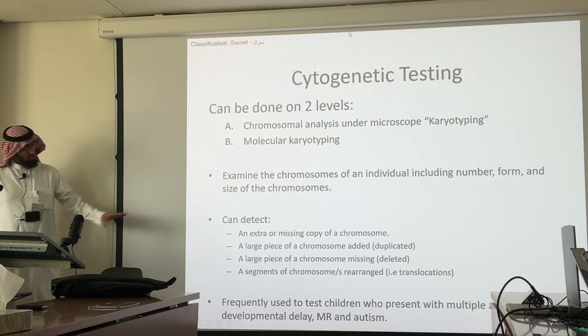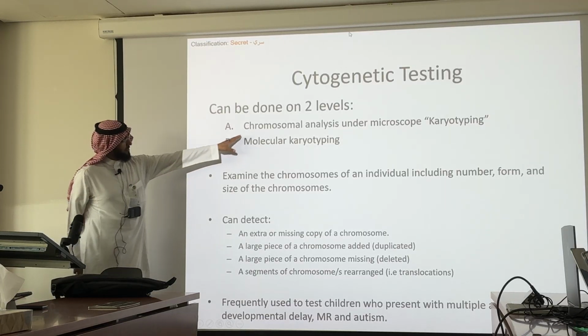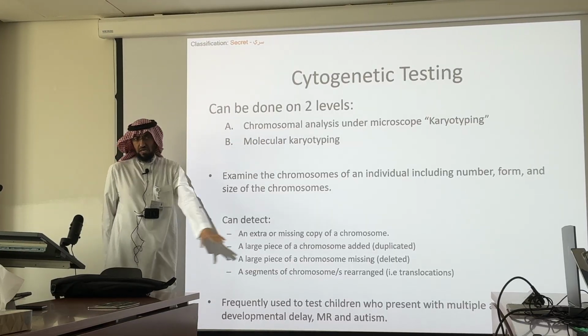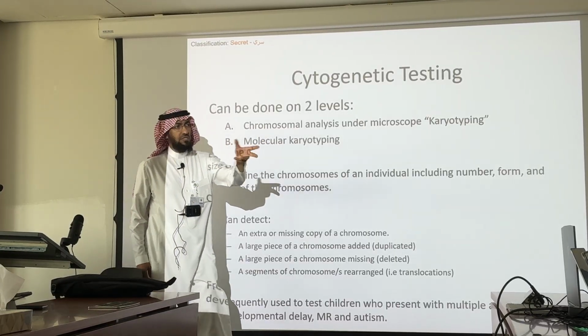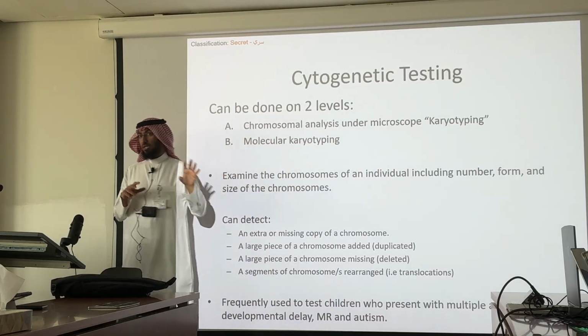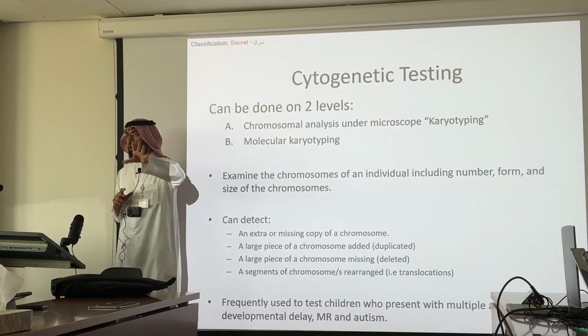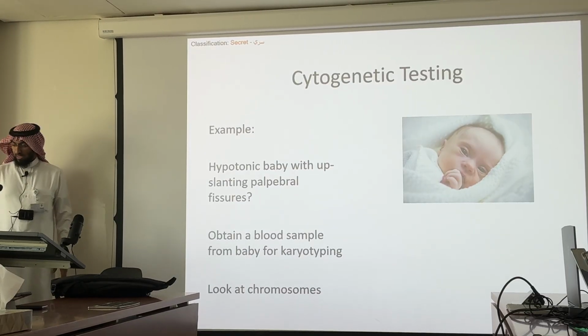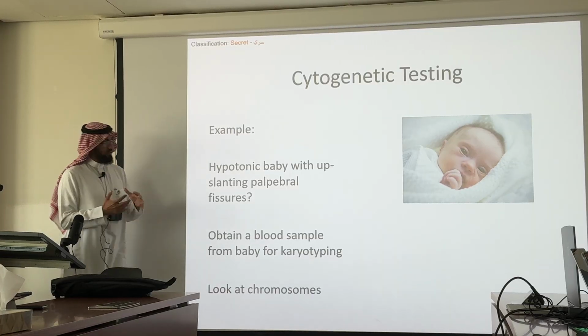Frequently we use karyotyping, whether the chromosomal karyotyping or the molecular. If we have a patient with dysmorphic features or mental retardation, we think that maybe he has some problem in his chromosomes. This is an example of how to use cytogenetics.